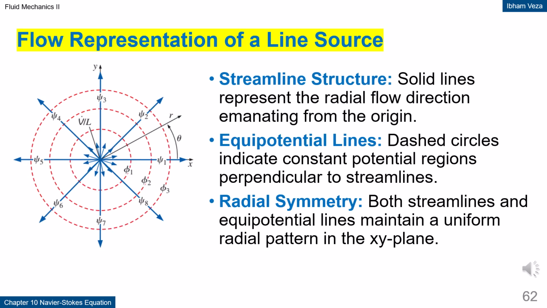The flow pattern of a line source is shown by streamlines radiating outward from the center. The equipotential lines form concentric circles that are always perpendicular to the streamlines. This pattern shows perfect radial symmetry.